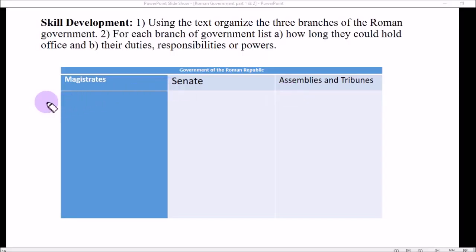So think about how long the magistrates could hold office. And you write it down here. So you can do it in bullet points. You can't write complete sentences in there, it's too small. And then write their duties and responsibilities. Same thing for the Senate. How long did they serve? Their duties and responsibilities. And same thing for the assemblies and tribunes. How long could they serve? And their duties and responsibilities.